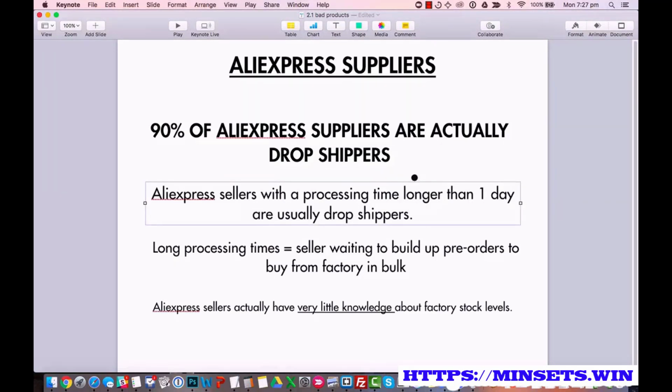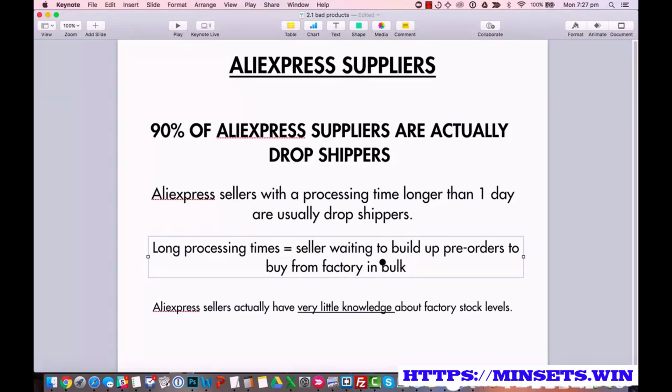So the reason that there are such long shipping times isn't because they're getting huge volume orders and they're just really slow with shipping. It's because the sellers deliberately wait to build up their pre-orders to buy in bulk from the factory, right? There's usually a number of factories, and there are thousands of resellers who are ordering from the factory in bulk before they have stock on them. So when you see processing times of 7 days, that's just sellers waiting till they get enough orders so they can buy cheap in bulk from the factory, right?